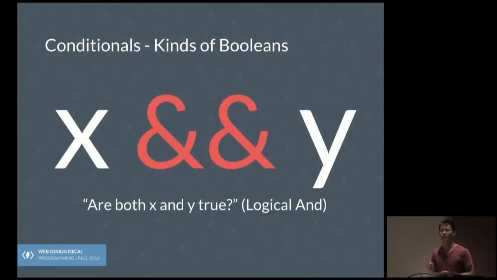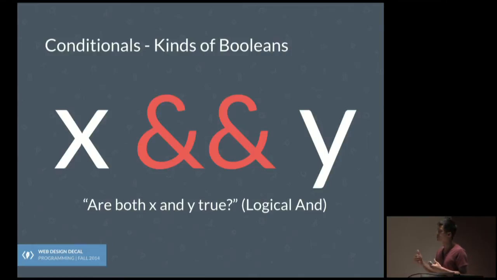There's also something called logical and. Logical and is represented with two ampersands. If you're comparing x and y with logical and in the middle, both x and y have to be true for the whole thing to be true.